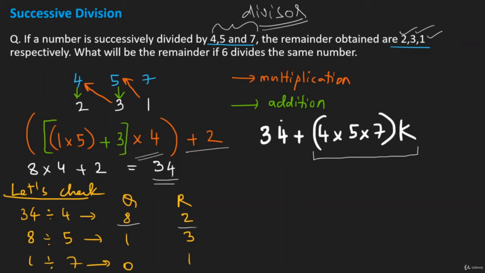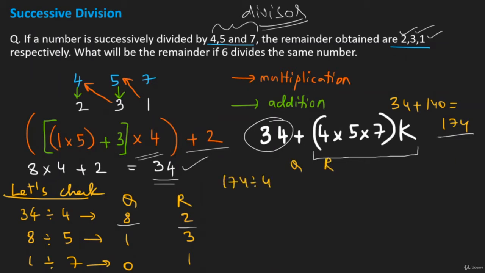So when k is 0, you get 34. We've got that over here. When k is 1, that would be 34 plus 140, which is equal to 174. Now let's check for 174 if the condition is met. Let me do 174 divided by 4. That goes 43 times and I get a remainder of 2, right? That's what we wanted over here.